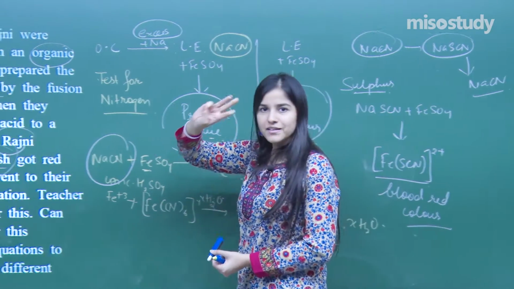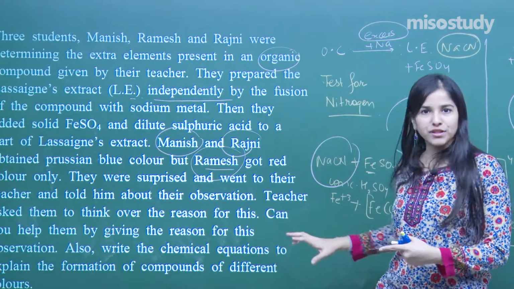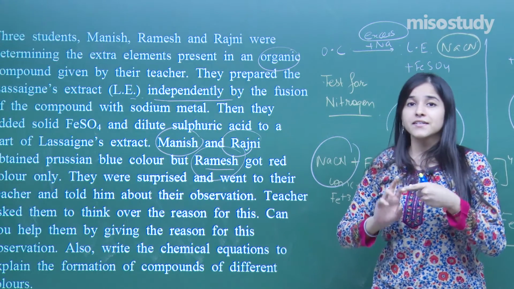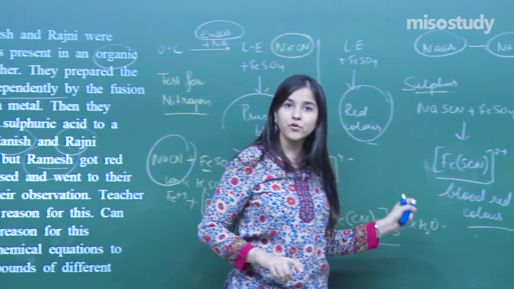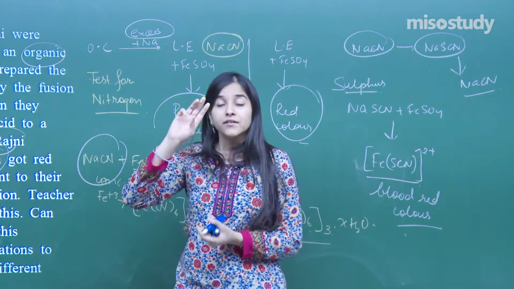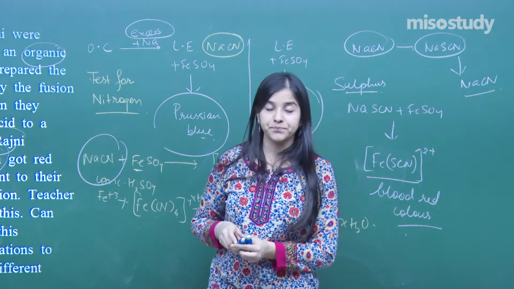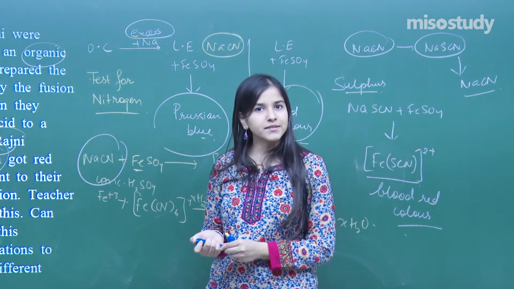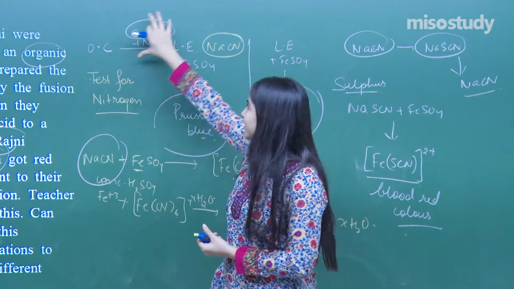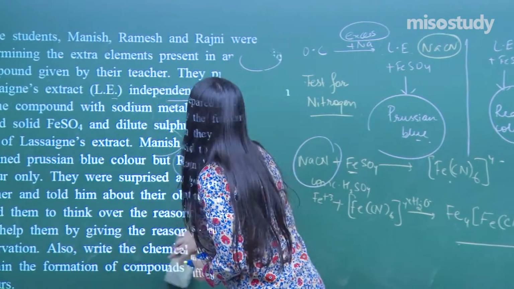So there were three things over here in this question. One, the general reaction for the nitrogen test. Second, when the sulfur gets hindered, what will happen? And third, why the presence of sulfur is not affecting this test over here, because the sulfur gets decomposed if we take up excess of sodium. Clear? So that was an important question.